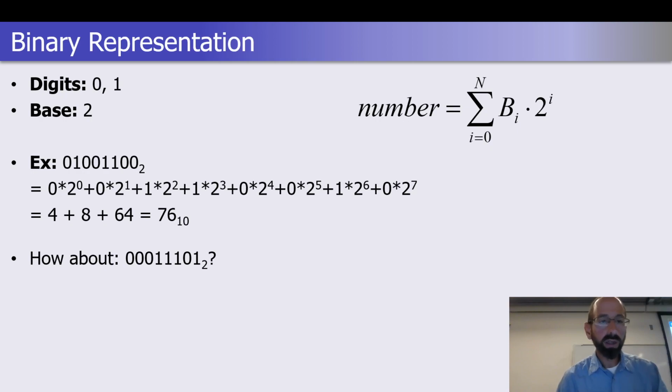So 0 times 1, plus 0 times 2, plus 1 times 4, plus 1 times 8, plus 0 times 16, plus 0 times 32, plus 1 times 64, plus 0 times 128. Eventually, you'll have all your powers of 2 up to 2 to the 32 memorized. That number corresponding to what's stored in memory is 4 plus 8 plus 64, or 76.